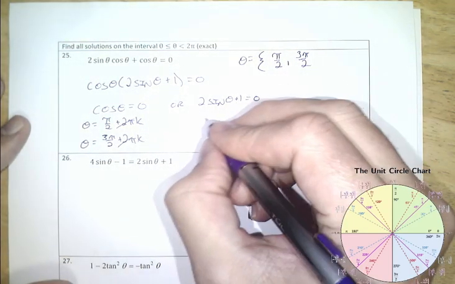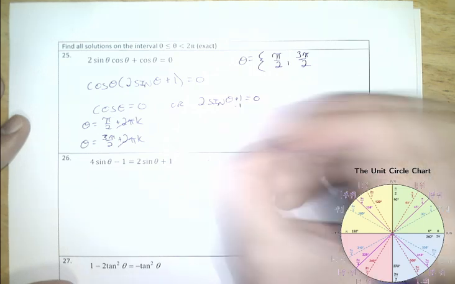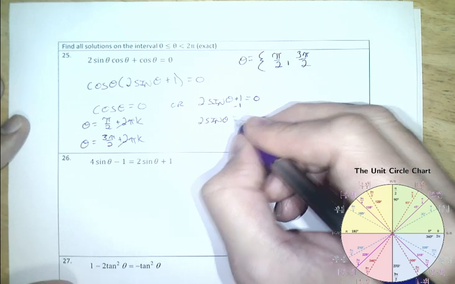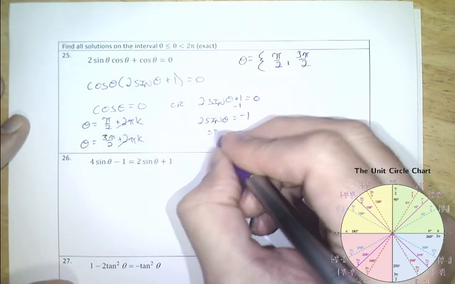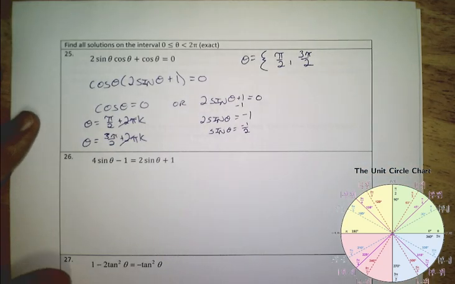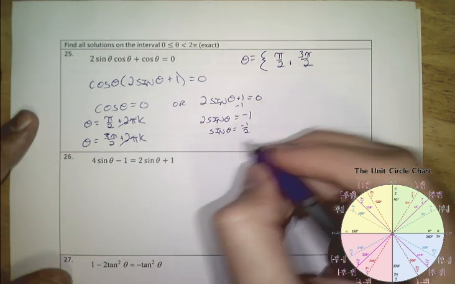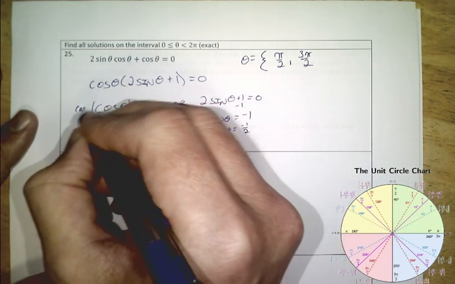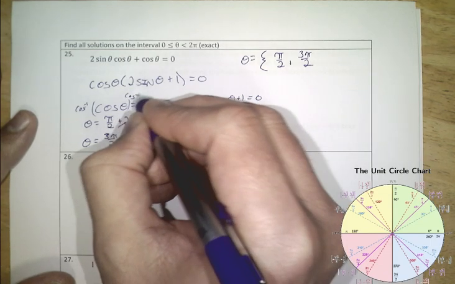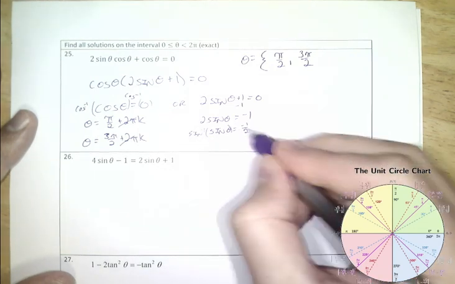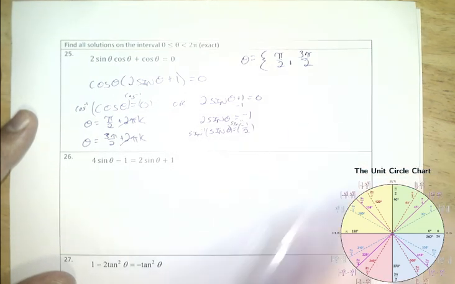We're going to subtract 1 from both sides, and so we get 2 sine theta is equal to -1. Divide both sides by 2, and we get sine theta is equal to -1/2. So we take the inverse sine of both sides. Actually, let me go ahead and jot this down so you can see my work.